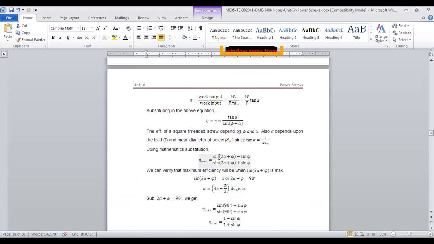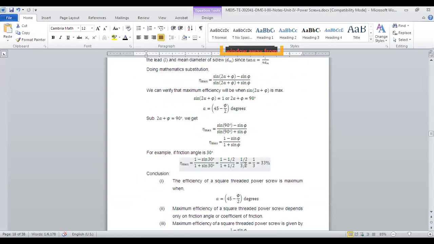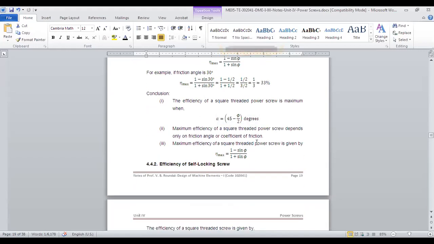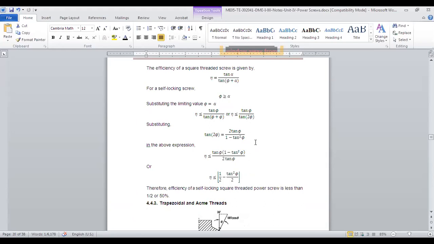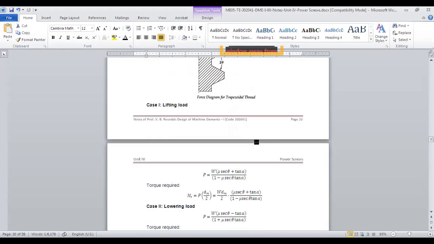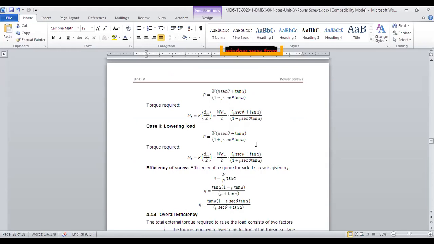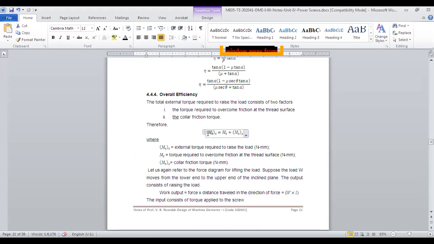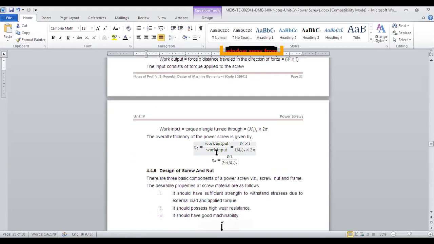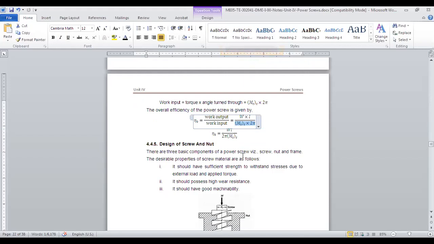Efficiency of a square thread is tan alpha upon tan(phi plus alpha), right? Generally, max efficiency is (1 minus sin phi) upon (1 plus sin phi). For a square thread, the efficiency is less than half minus tan square phi upon 2. For trapezoidal threads, efficiency is tan alpha into (1 minus mu sec theta tan alpha) upon (mu sec theta plus tan alpha). Overall efficiency: total torque MTT is equal to MT plus MTC, and overall efficiency is output upon input. Work output is the load we are raising, W, times the distance L, so W into L. Input is the total torque into 2 pi. Okay, that's what we have seen.